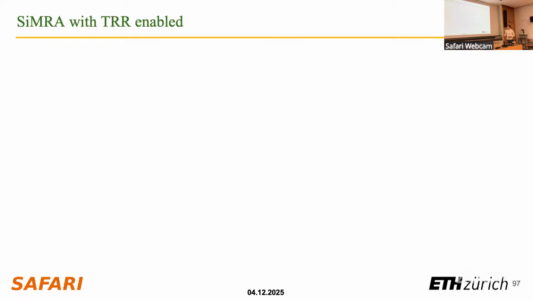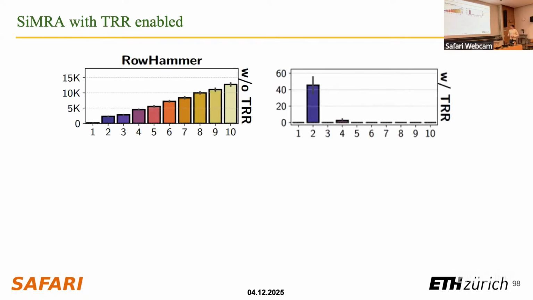Let's take a little trip and look at the simultaneous multi-row activation when there's TRR enabled, so we have some kind of defense. So this is a standard RowHammer. You can see as the number of aggressors increases, we get more bit flips. And then here with TRR enabled, you see the double-sided is the most successful.